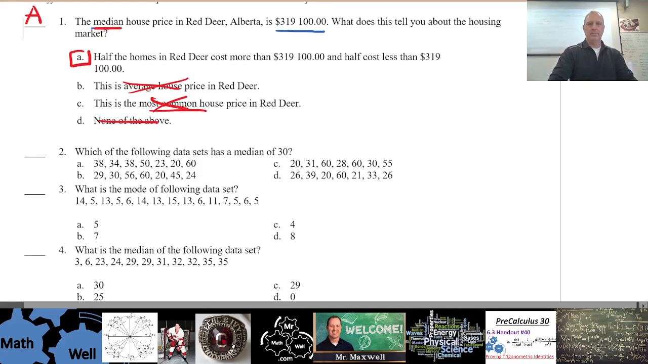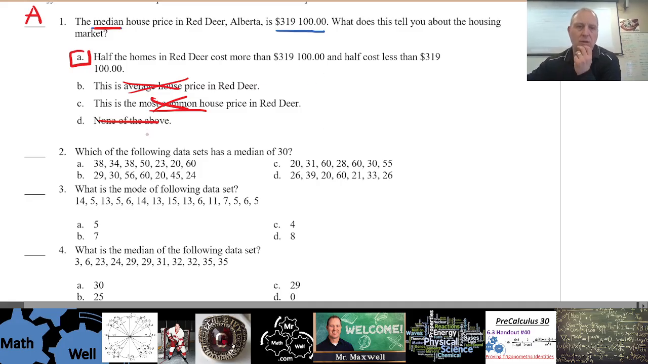Okay. All right, which of the following data sets has a median of 30? Well, these don't look to be ordered from smallest to greatest, or from greatest to smallest. They're not in order. So we kind of have to be careful with this one. How many numbers are there? 1, 2, 3, 4, 5, 6, 7. So the median of 30, if they were arranged from smallest to largest, the very middle number in the list should be 30. That's what we're looking for, okay?